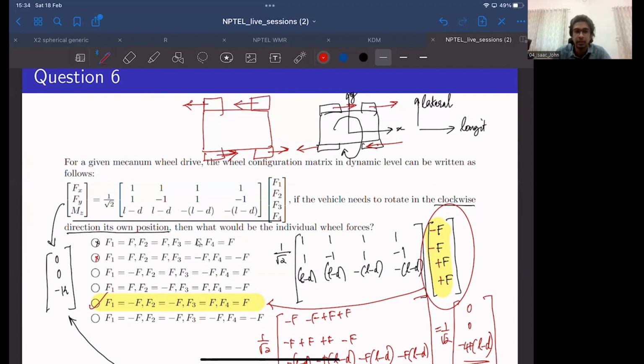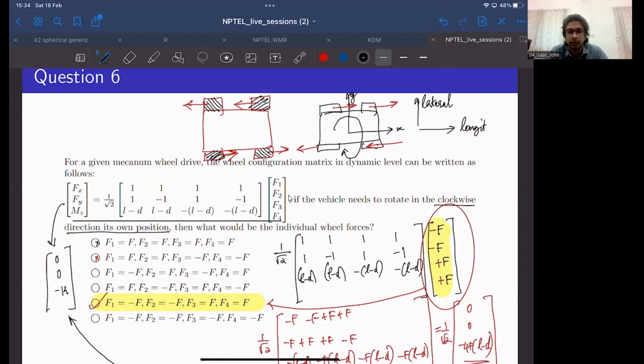See, as per our convention, how we derived this configuration matrix, the roller of the first wheel would be in this axis, in this direction. First and third wheels would be in this inclination, and second and fourth would be in this opposite direction. So if we flip this orientation, I suppose it'll most probably match with our intuition in that regard.